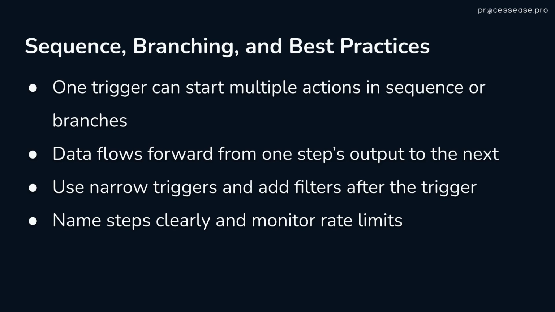To keep workflows tight, choose the narrowest trigger possible. Add filters immediately after the trigger. Name each step with clear, descriptive titles so you and your team know what's happening. Use unique IDs or timestamps to avoid duplicates. Monitor rate limits and authentication expirations to avoid unexpected failures in production.